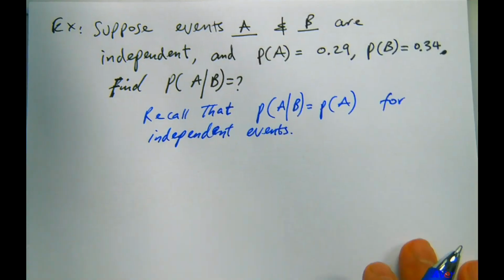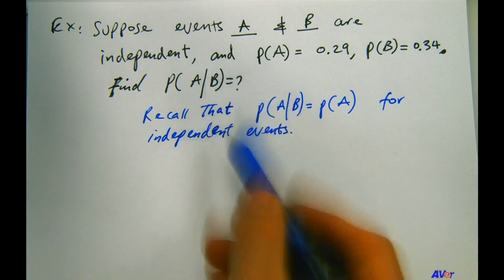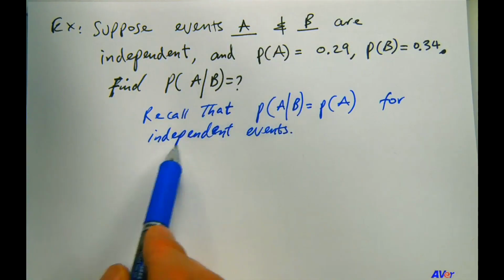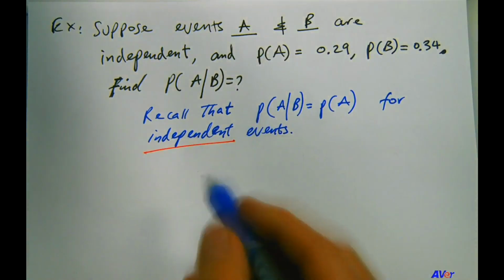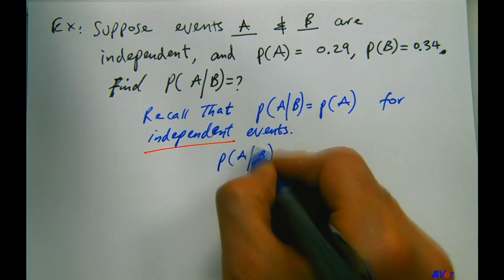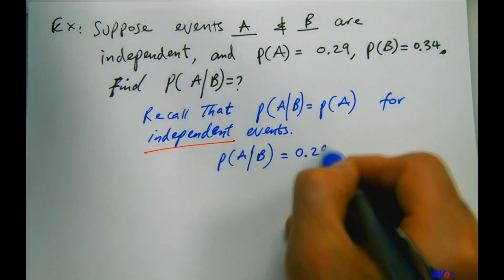Okay, so we really don't need to calculate anything here, because we can right away notice that, remembering that for independent events, then we can easily say that probability of A given B is simply equal to probability of A, or 0.29.